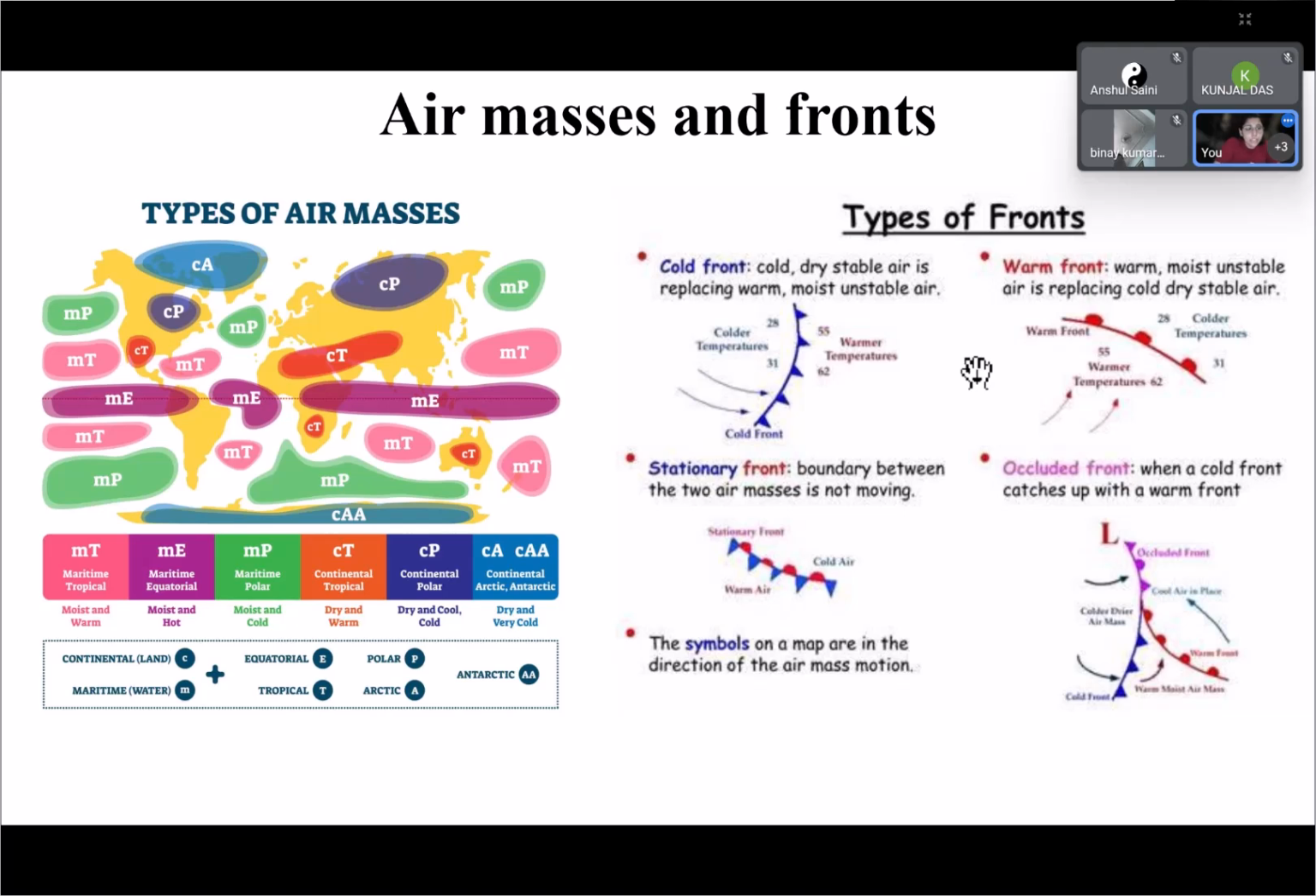Basically, you're trying to understand which air is overtaking the other air. So is a warm air replacing a cold air, or a cold air replacing a warm air? Be careful with the terminology, which one becomes a warm front, which one becomes a cold front, and when two fronts overtake each other, which kind of front or which kind of boundary does that form? So these are two things that you need to be careful about in this module.